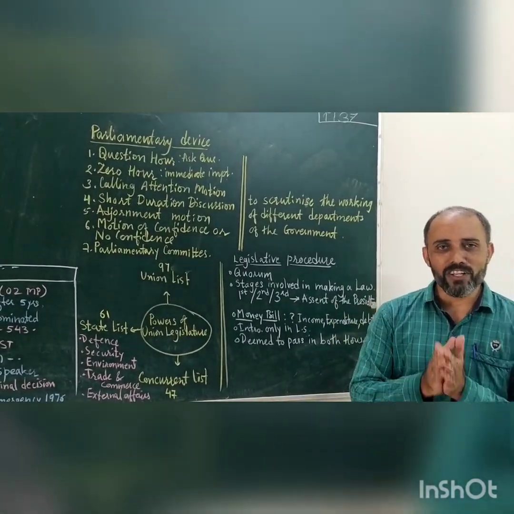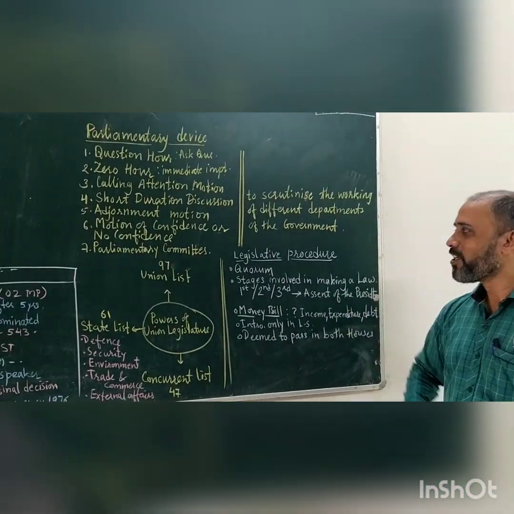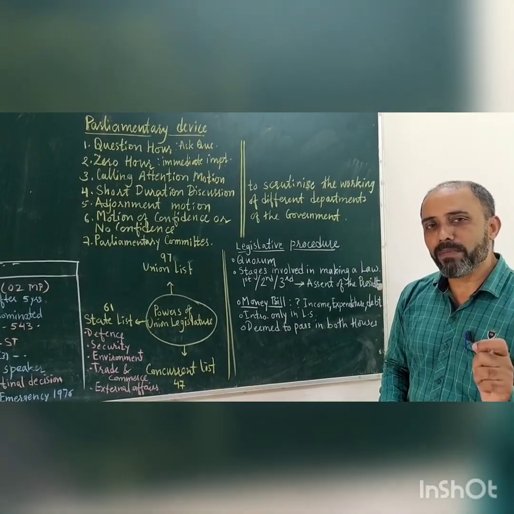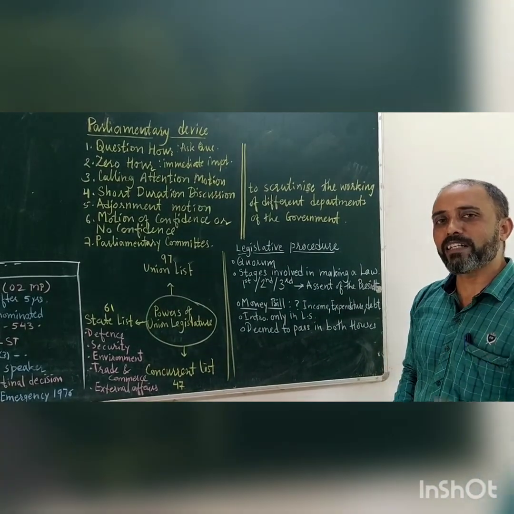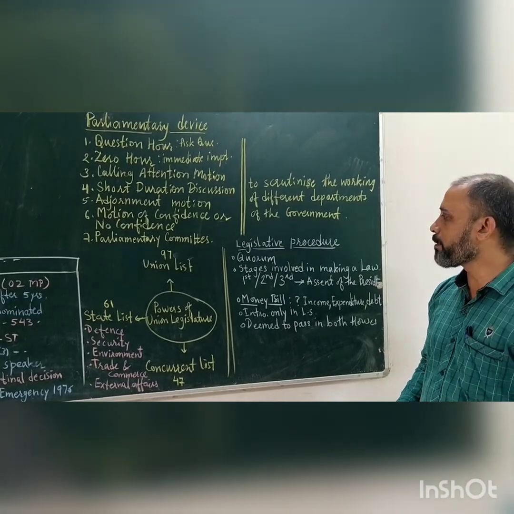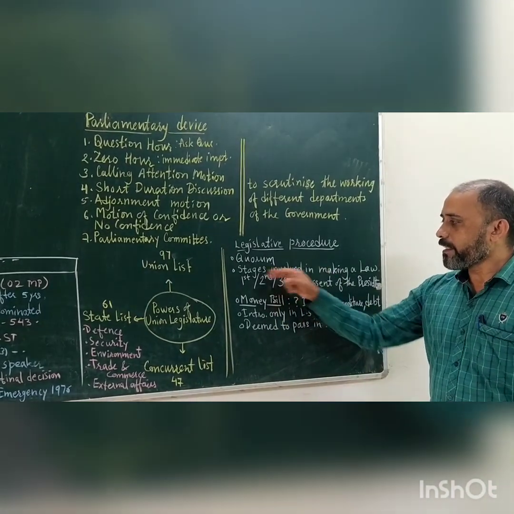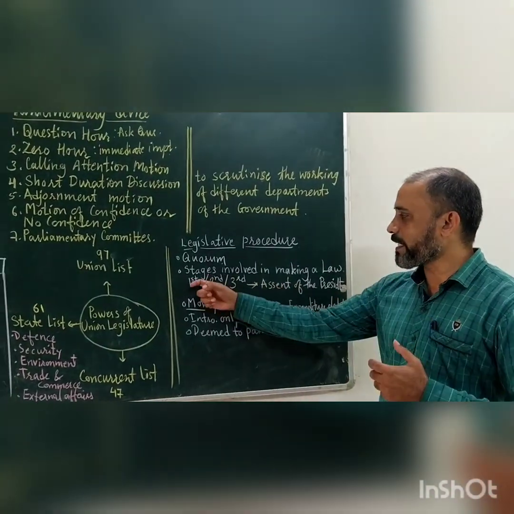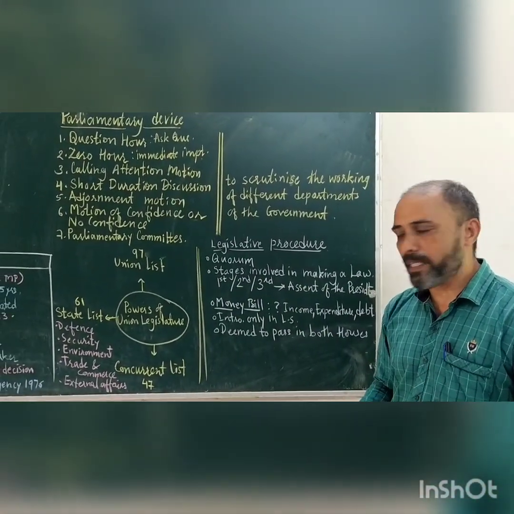Legislative procedure. The union legislature also follows the legislative procedure. So what is that procedure? There is a quorum. What is quorum? One tenth of the total membership of the house is required to conduct any of the proceedings or any of the meetings. So that is a quorum. Then there are different stages in making a law. The first stage is the introduction of a bill.